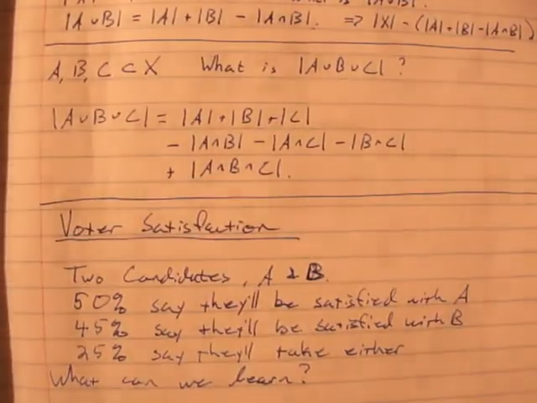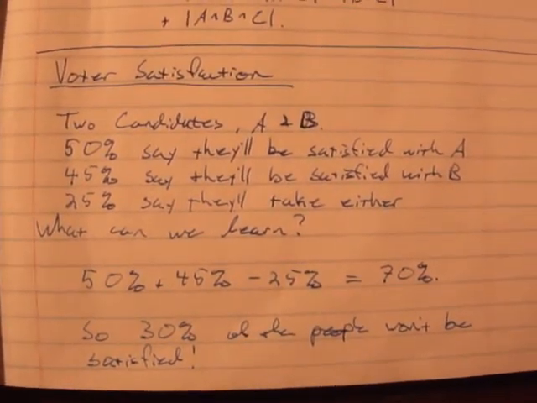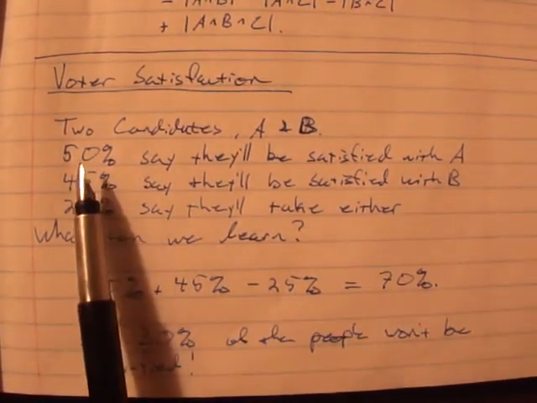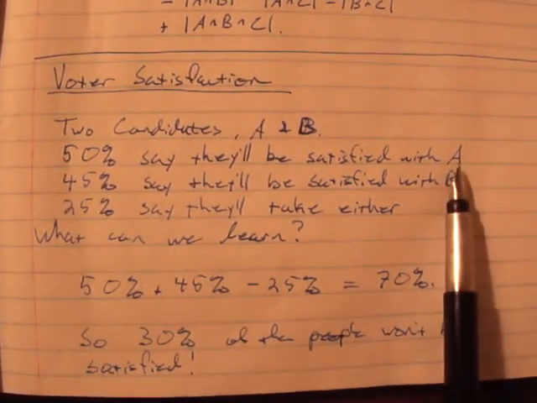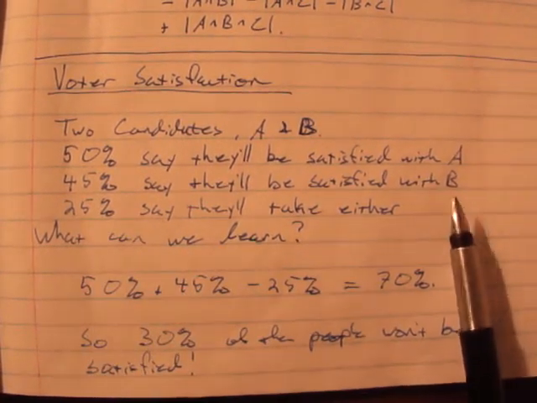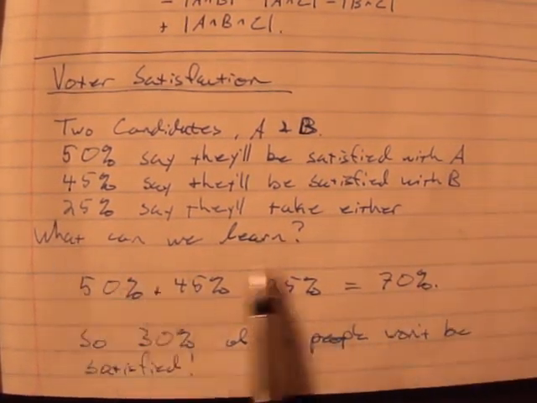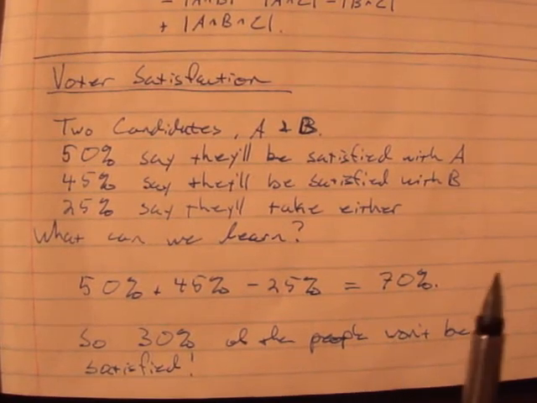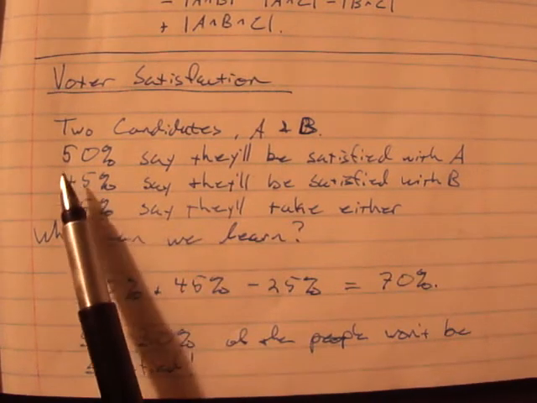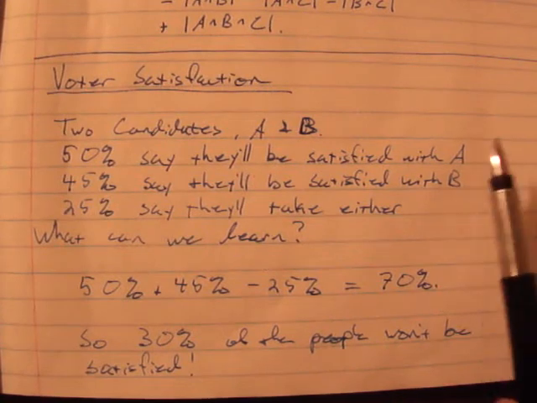Here's a little application of this involving voter satisfaction. Let's say that there are 2 candidates, A and B, and we poll a bunch of people. 50% of those people say that they'll be satisfied if A is elected, 45% say that they'll be satisfied if B is elected, and 25% say that they'll be satisfied with either one. So what can we learn from this poll? Well, if we pretend that there were only 100 people, then 50 were for A, 45 were for B, and 25 were for either A or B.